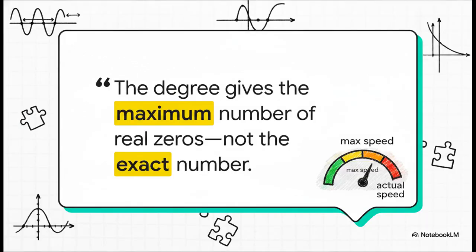Now, as we're putting all this together, remember this rule. The degree gives the maximum possible number of real zeros, not the exact number. Think of the degree n as a speed limit. The graph can have at most n real zeros, but because of those even-numbered trampoline bounces we just looked at, or maybe parts of the graph just floating above the axis completely, it might actually have fewer real roots. It's the maximum, not a guarantee.